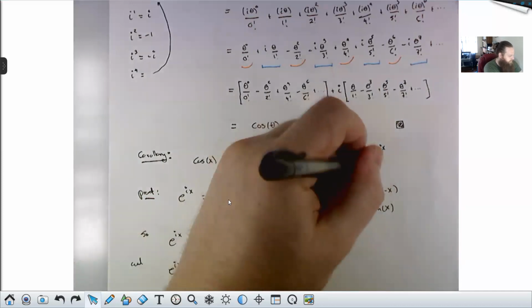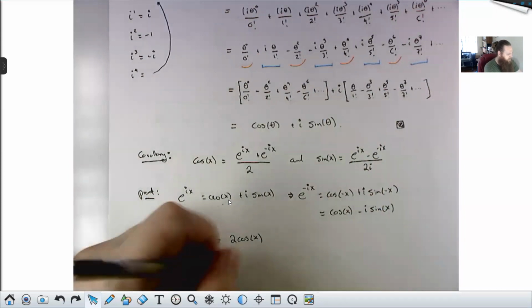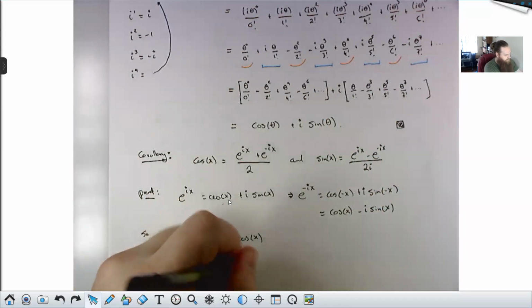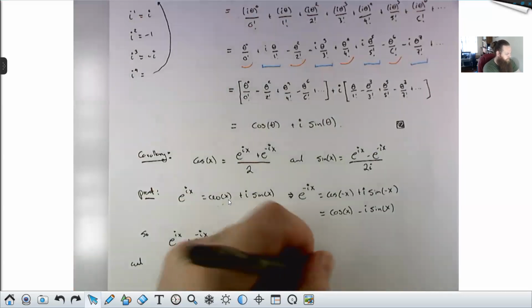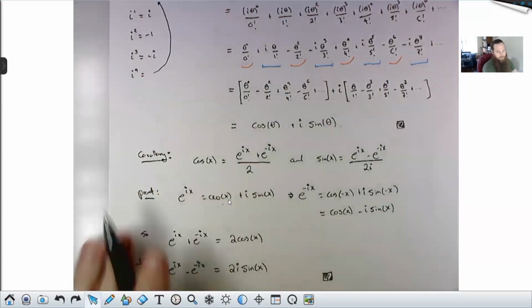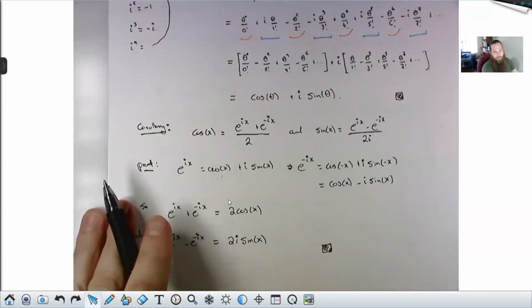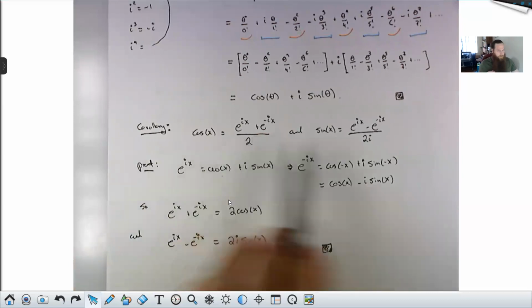Oh, did I leave out an i? Yeah, there should be an i down here. Sorry. 2i. Okay, and that's the proof. Divide both by whatever you need to isolate the trig function. There's a million other ways to use this. Sometimes people call these the backwards Euler formulas and call the first one the forwards Euler formula. It really says the same thing.